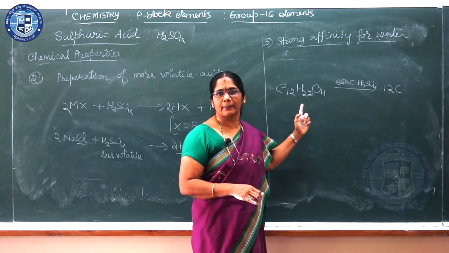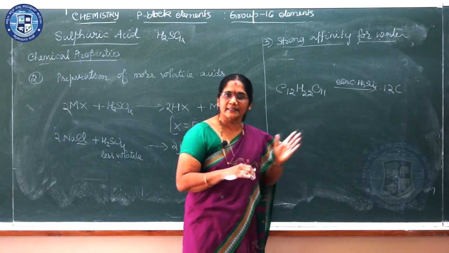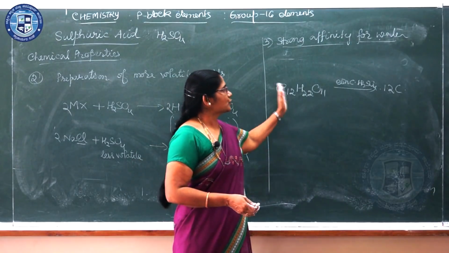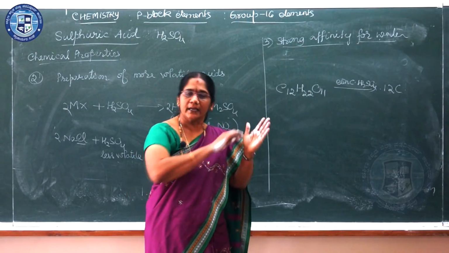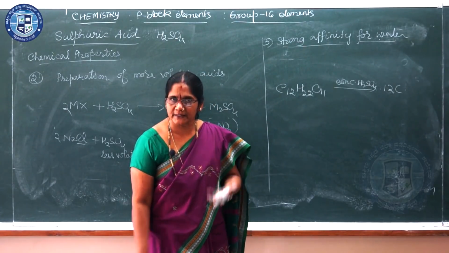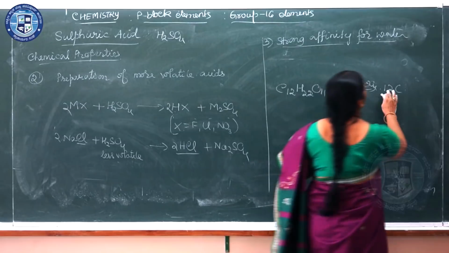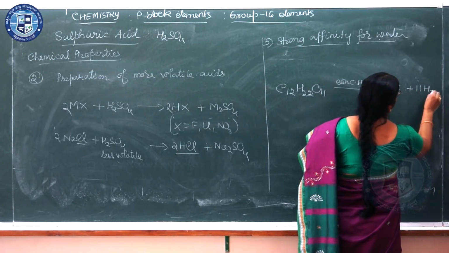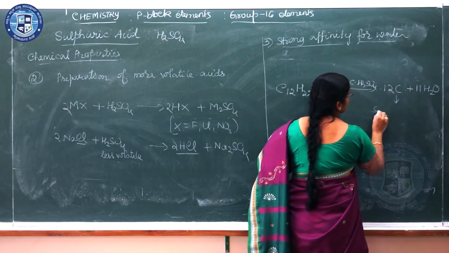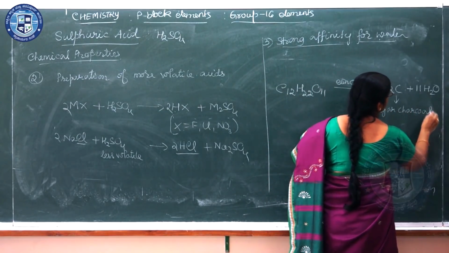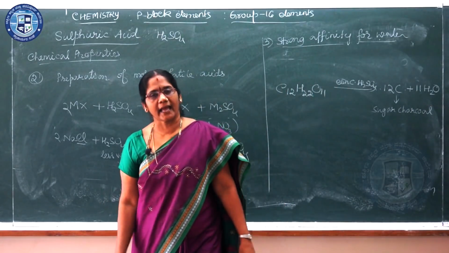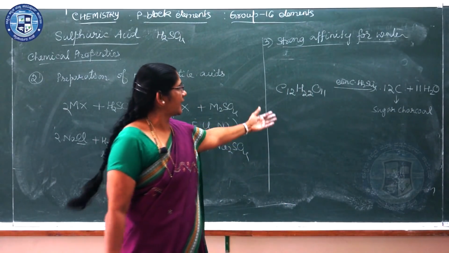2:1 ratio of hydrogen and oxygen is present. This 11H2O is totally removed by the concentrated sulfuric acid because it likes water so much. It removes hydrogen and oxygen which are present in a 2:1 ratio to give carbon and 11H2O. So this is called sugar charcoal. This is the charring action of concentrated sulfuric acid.